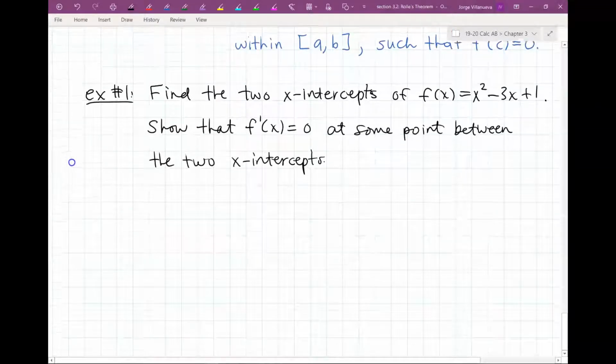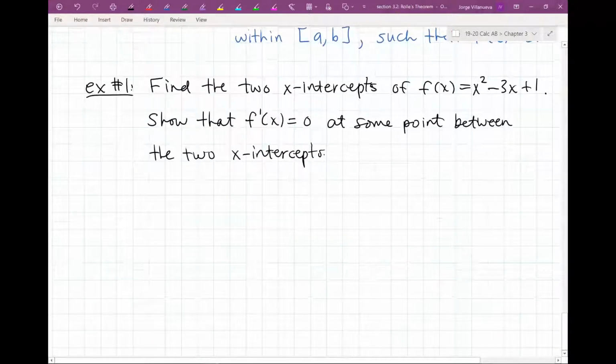So they want us to find the two x-intercepts of that function. That's not calculus, that's just algebra. And then it says show that f prime of x equals 0 at some point between the two x-intercepts. Well, that whole second part is them telling you to use Rolle's theorem, because don't x-intercepts always have the same height? Aren't they on the x-axis? So their height would be equal, right?